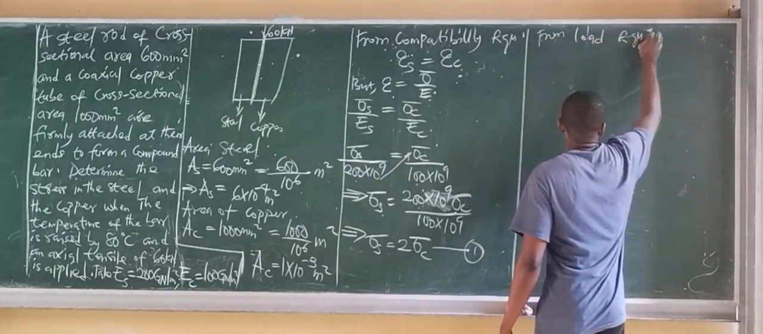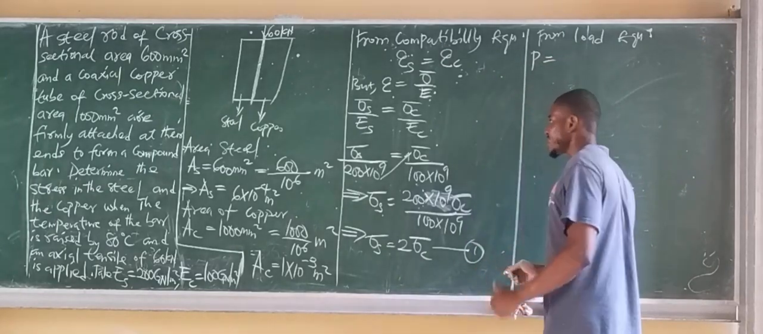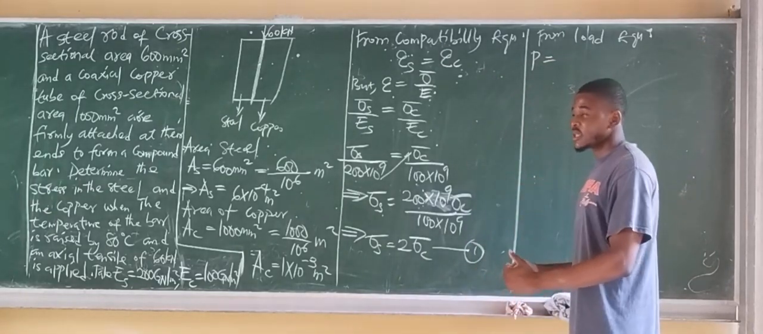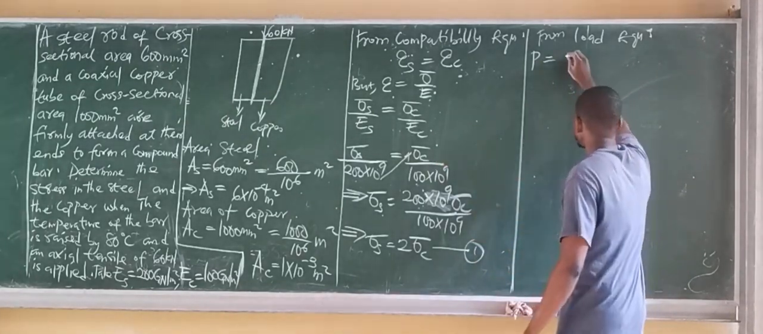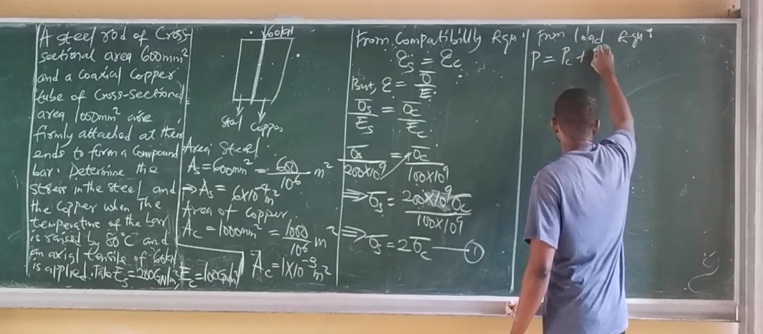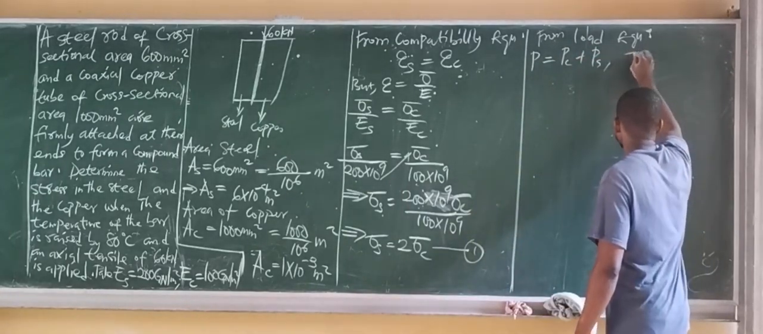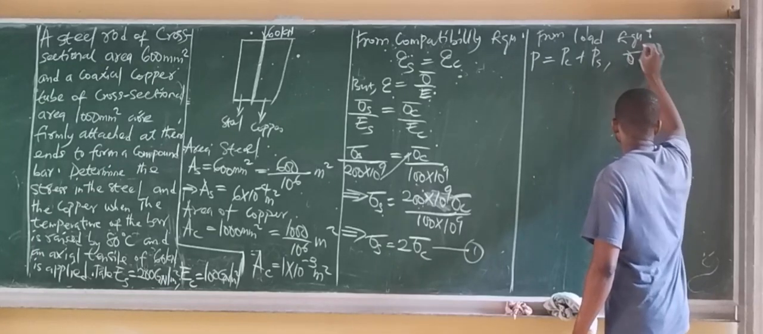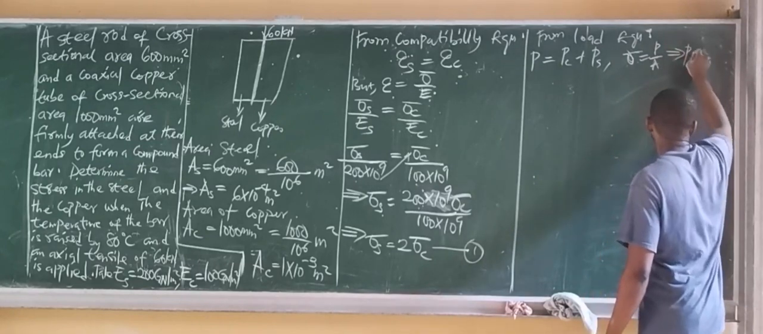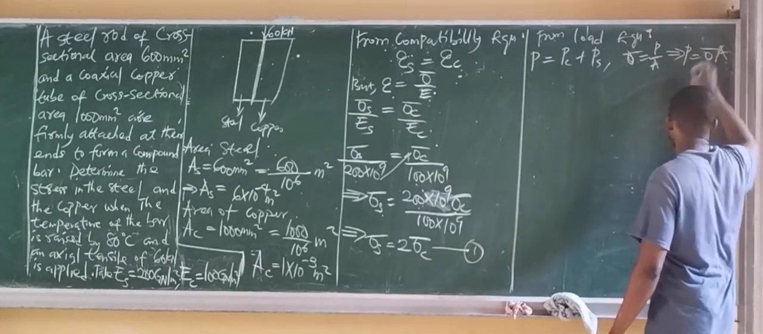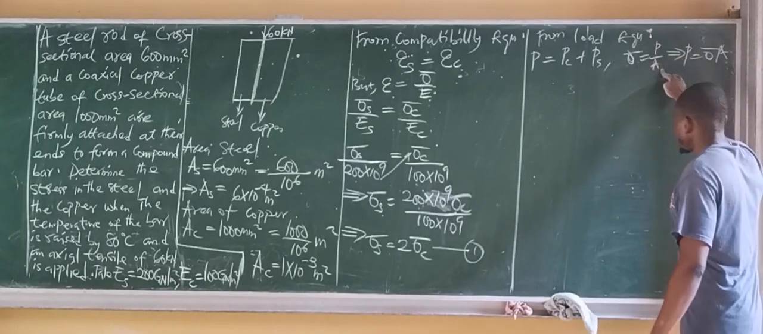I said that the load carried by the compound bar is simply the sum of the load carried by the individual materials that make up the compound bar. And the materials that make up the compound bar are simply copper and steel. So load is simply the load of copper plus the load of steel. Okay, but you know that stress is simply load over area, which means that load is simply stress times area.